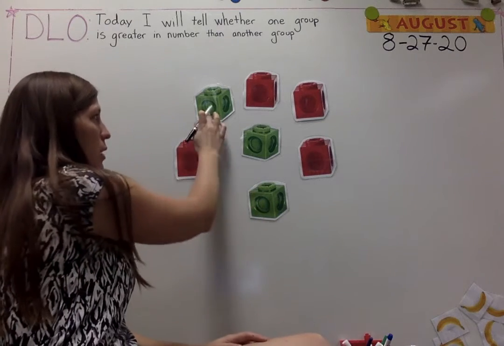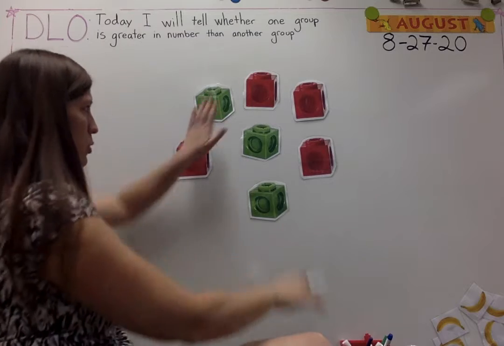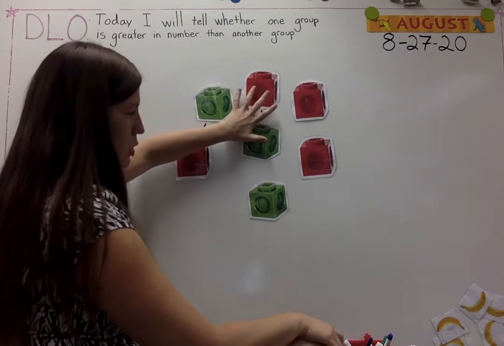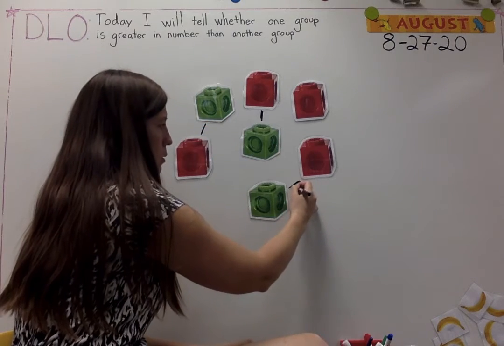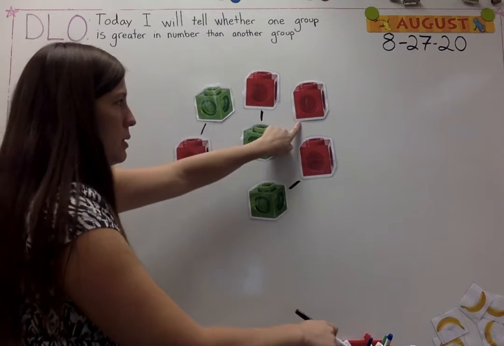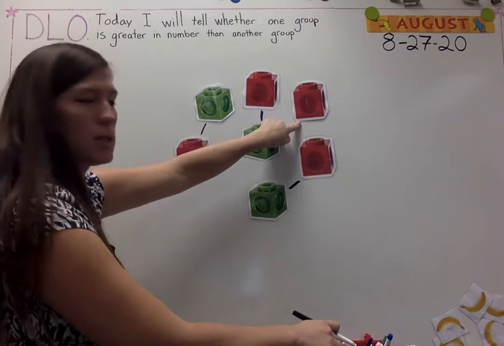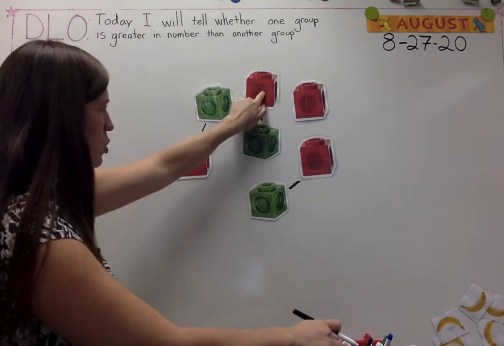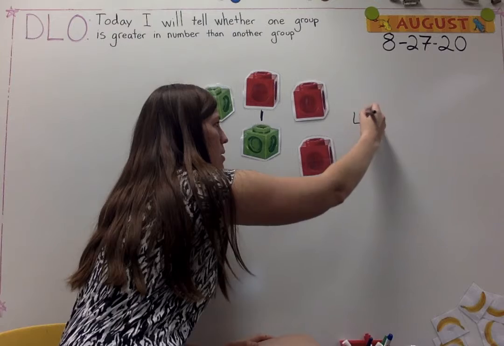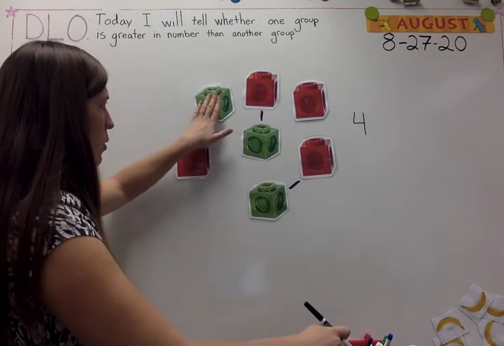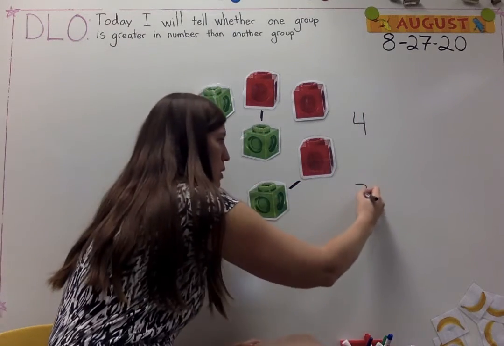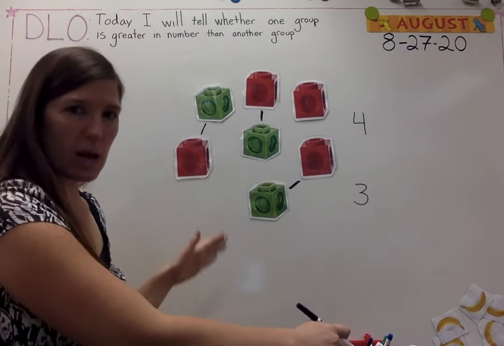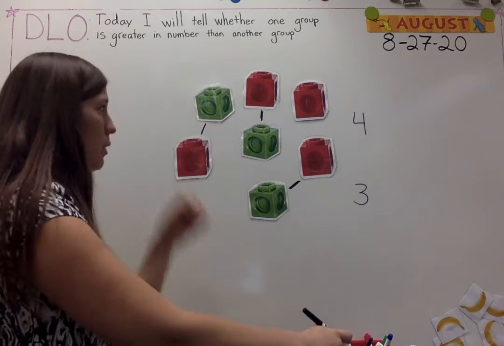Let's start on the left. I'll do green and red. Those are matched up. Let's do green and red. That's matched up. Let's do green and red. That's matched up. This one doesn't have a match. Let's count how many red cubes I have. I'm going to touch them and count them. 1, 2, 3, 4. So we have 4 red. How many green do we have? 1, 2, 3. 3 green. The group of red cubes is greater than the green cubes.